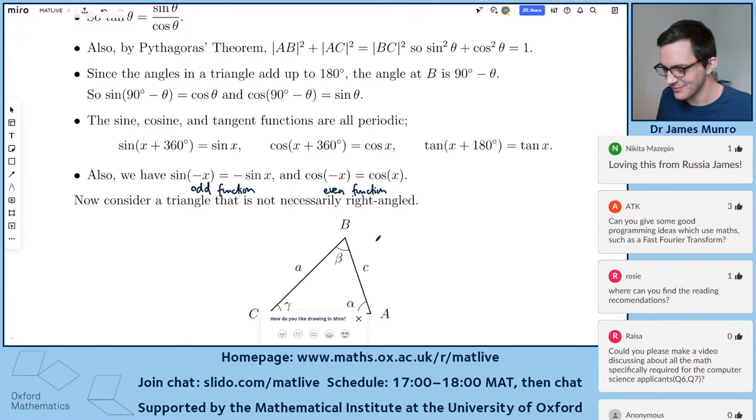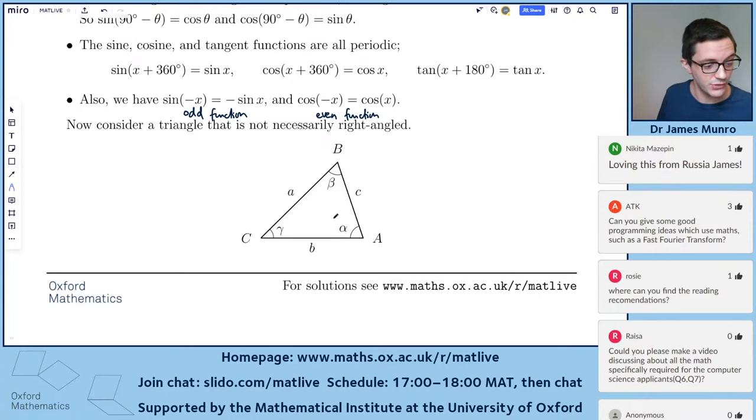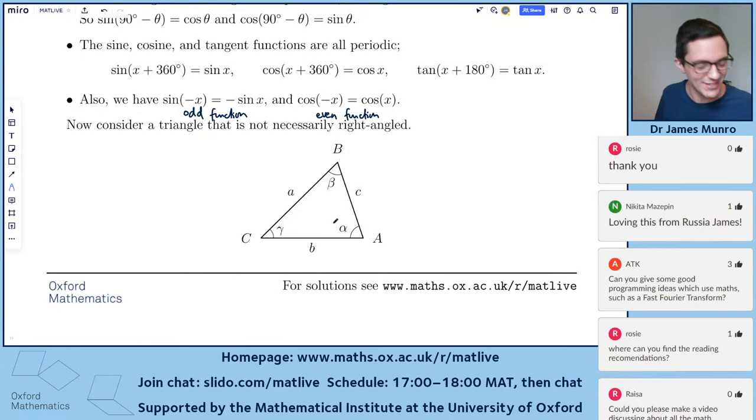Okay. Then I've got some more revision material on this triangle with different sized corners. People have got more facts about tan and cot. Oh yeah, and rotational symmetry. Oh, okay, people are telling me about odd functions in chat.